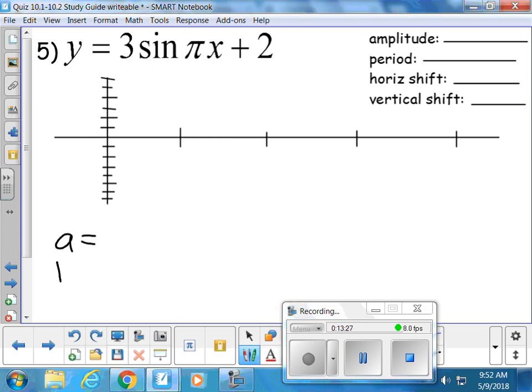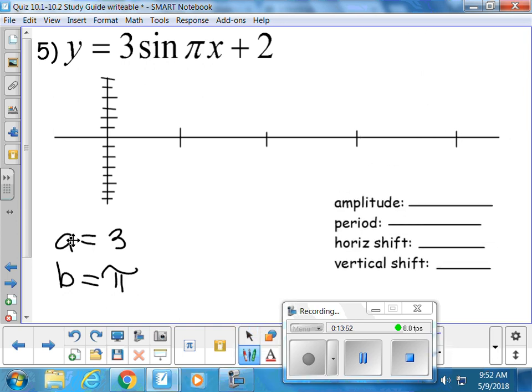A308. One ticket if you can tell me A and B. Let's go with Sam. His hand was up. 3 is A and pi is B. Good. Now what's that 2, Sam? I have no idea what the 2 is. Help me out. Isn't it the horizontal shift? Nope. Vertical shift.